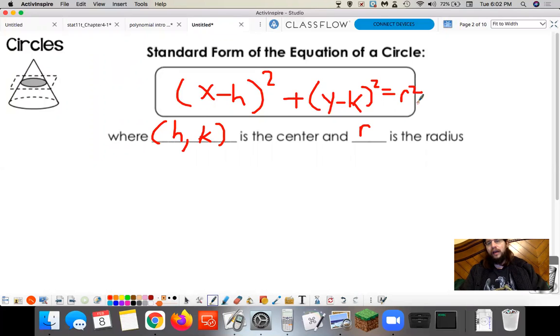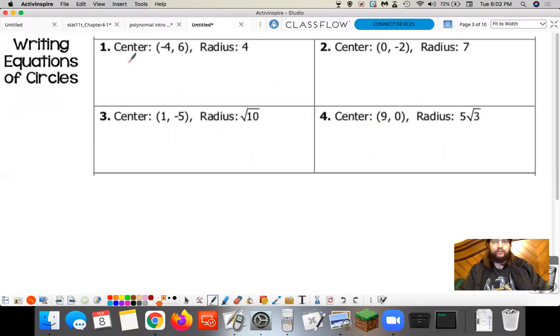And it is equal to r squared, not r. So just remember, whatever's over here, square root it to get your radius. So let's just practice writing it out. So here we go. That's h, that's k, that's r. So that'd be x minus a negative 4, so that's x plus 4.